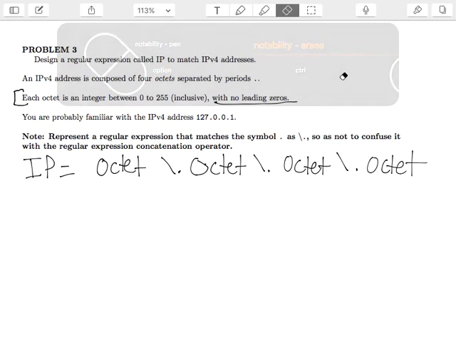So how do we write this? Let's talk about what we need to be careful of when we write this regular expression. Making sure that there are no repeating zeros, that's one thing. Also making sure that the number can't go over 255. It's really easy to write a regular expression that could match IP addresses, but we want to make sure it doesn't match things that are not valid IP addresses.